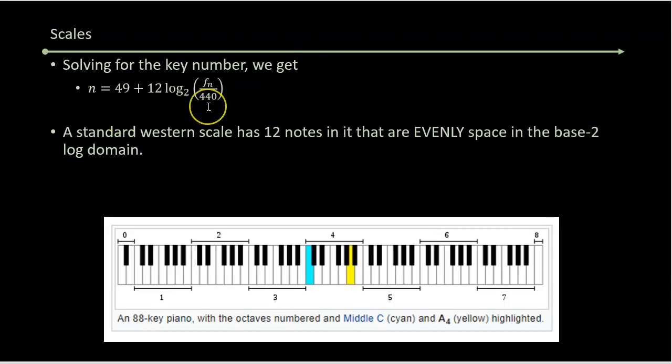If we solve for key number, and we want to say, oh, I need frequency whatever, we can stick it into this formula for the key number, and we'll get a key number out. Now, if you're just picking a frequency, the odds that you're going to get an integer key number are low, so you've got to think hard about that and adjust. But on the standard Western scale, we have 12 notes in an octave, and they're evenly spaced in the base 2 log domain. You've got to think of it, we hear on a log scale.